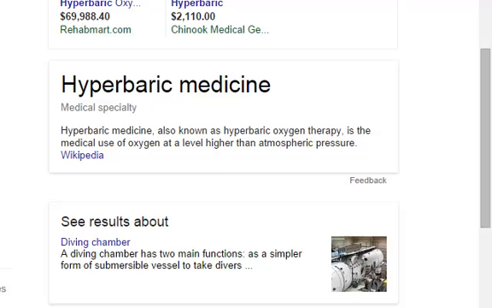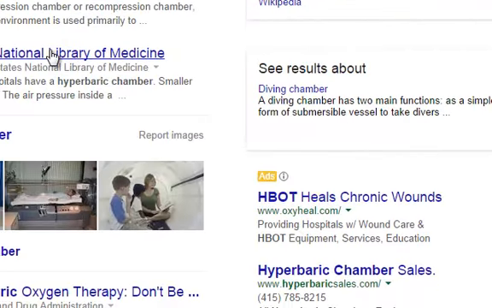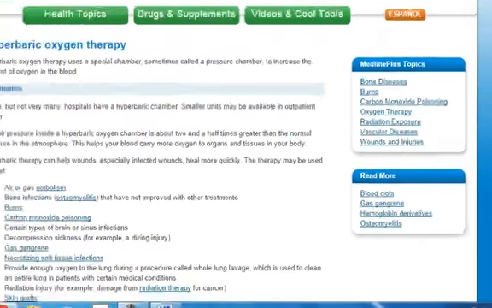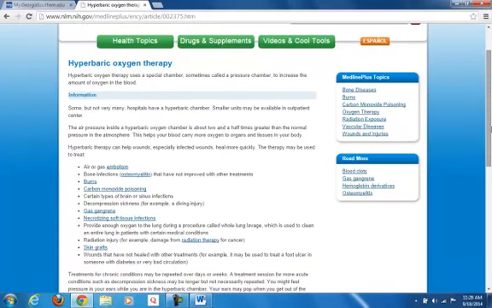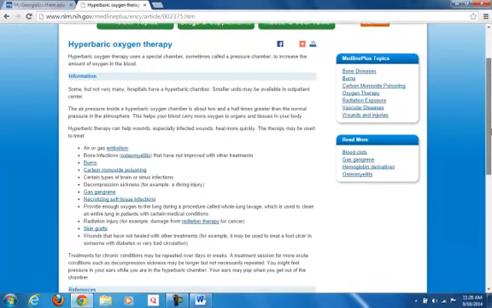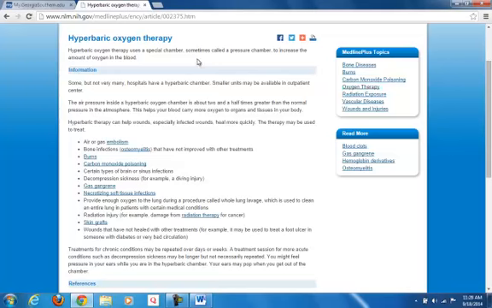Next up, I'm going to look at the United States National Library of Medicine. That sounds very scholarly. Now that I pulled up the site, I mean, it looks like one of those teach you how to deal with problem sites, and it does seem to have some good information about the hyperbaric chambers on here.